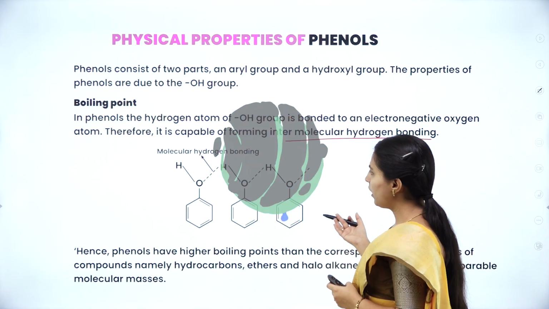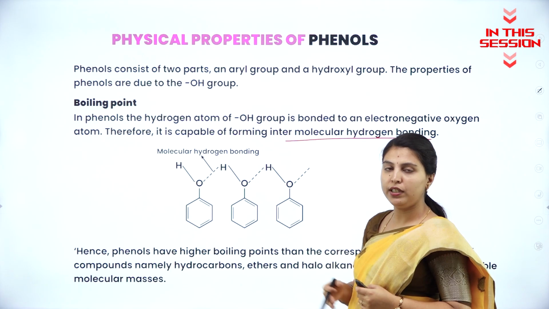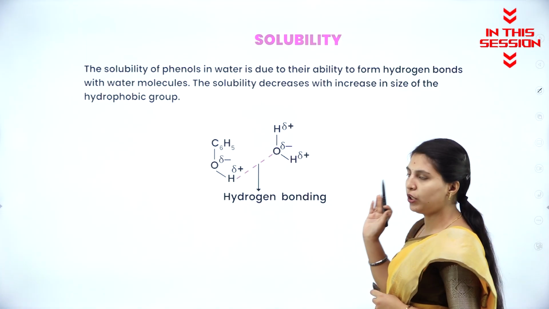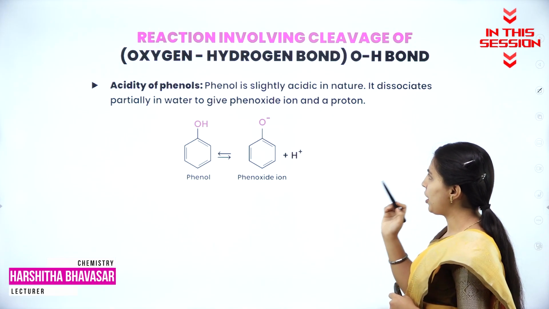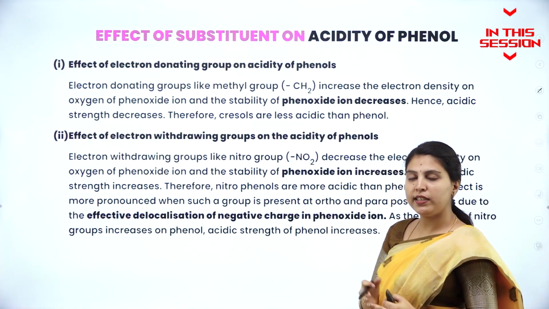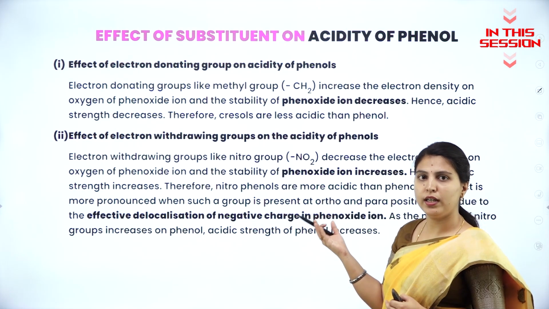When the intermolecular hydrogen bonding will form, it will be having higher boiling point. The solubility decreases with increase in size of the hydrophobic group. Phenol is slightly acidic in nature. It dissociates partially in water to give phenoxide ion and a proton. Substituent is electron donating group which is attached to the phenol. What will be the effect for acidity?